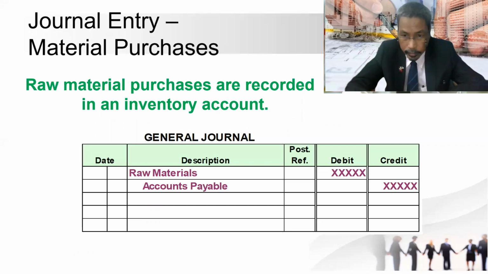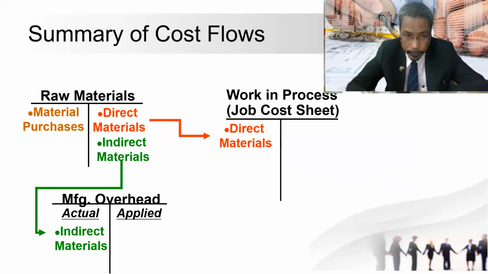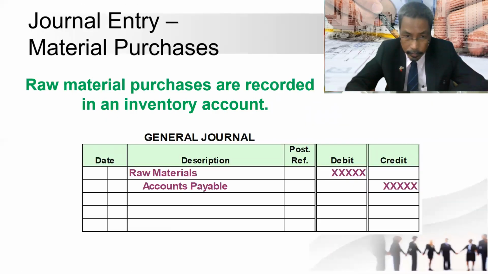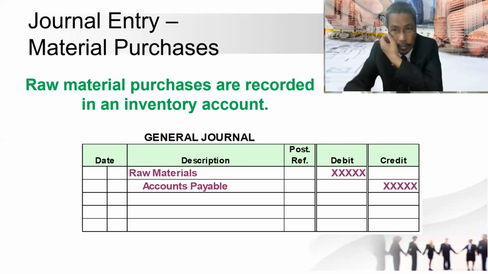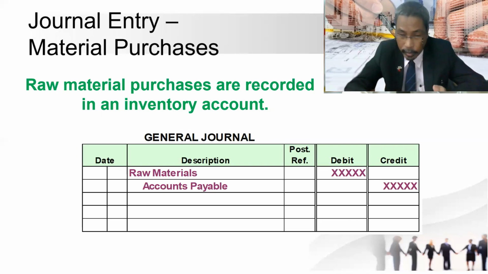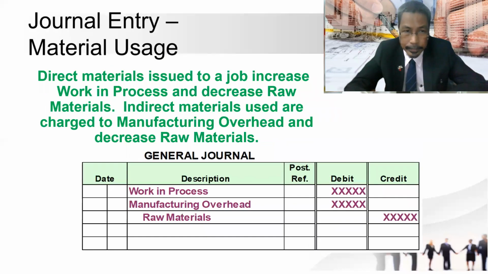Journal entry for this: material purchases, raw materials, accounts payable. If you paid on credit, it is accounts payable. If you paid by cash, you can put cash there instead of accounts payable. So raw material purchases are recorded in an inventory account. Material usage: direct materials issued to a job increase work in process and decrease raw materials. Just like what I've explained, indirect materials used are charged to manufacturing overhead and decrease raw materials. Again, I already explained.